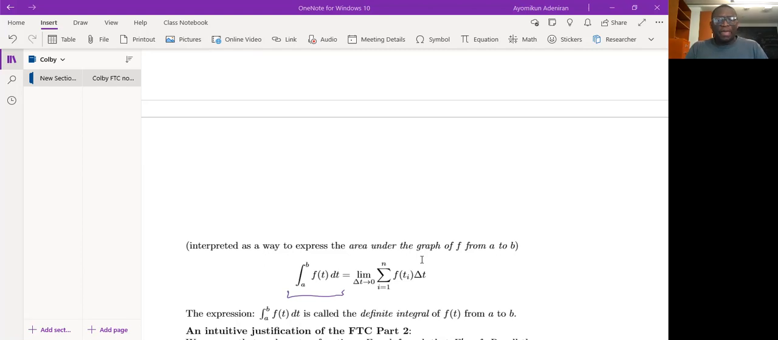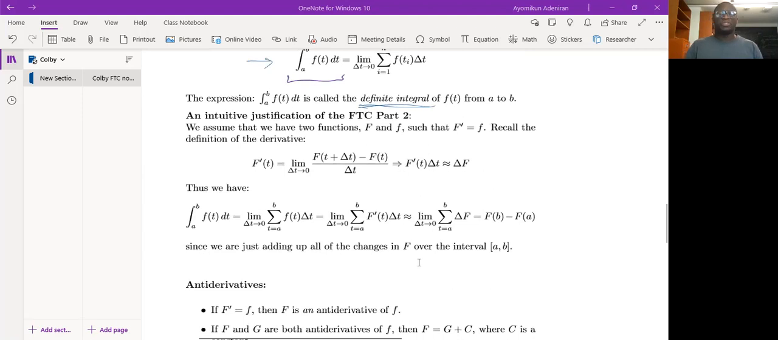Okay, so we call that expression the definite integral of f of t from A to B. That is the actual area. Okay, so let's talk about a justification of the fundamental theorem of calculus part 2. First, we assume that we have two functions, capital F and small f, such that capital F prime is equal to small f.